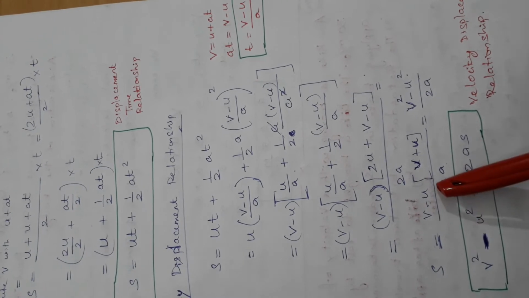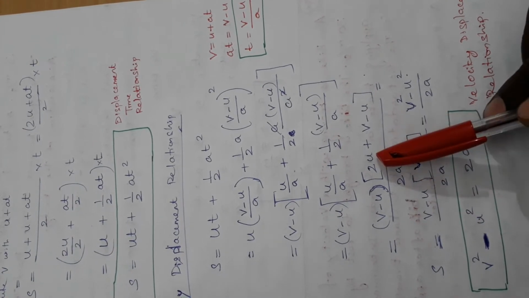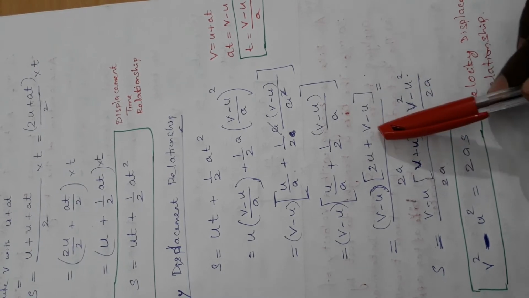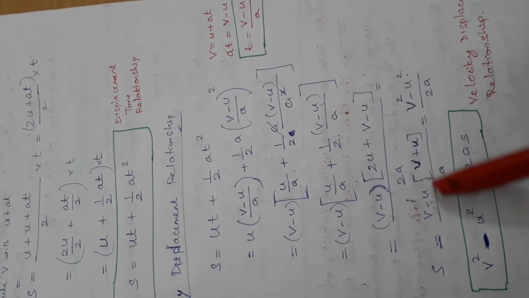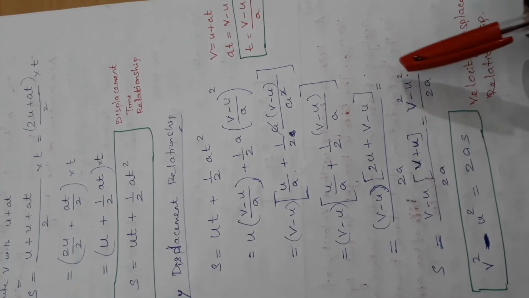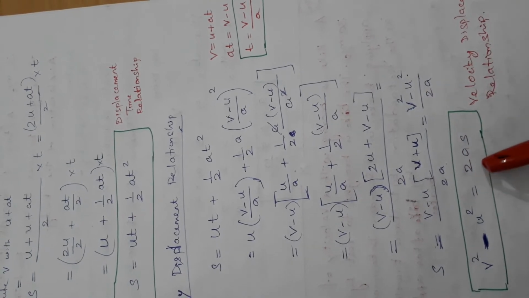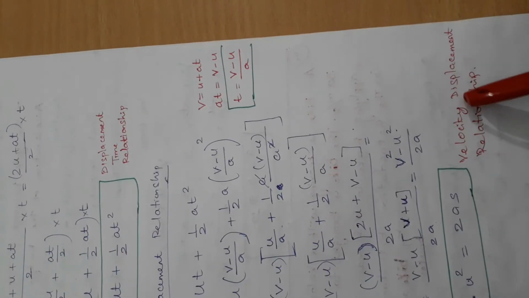Now s is equal to (v minus u) into, we have 2u here and 1 minus 1u, that is we get v plus u. So (v minus u) into (v plus u) divided by 2a, which we get as (v square minus u square) by 2a. We write this as v square minus u square is equal to 2as, which is called the velocity displacement relationship.